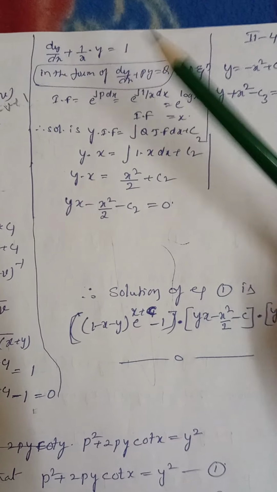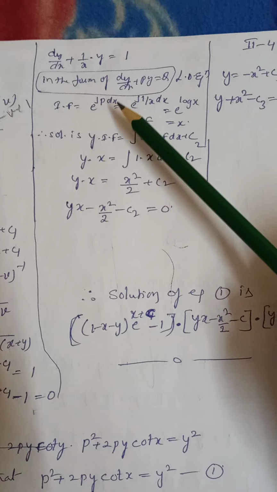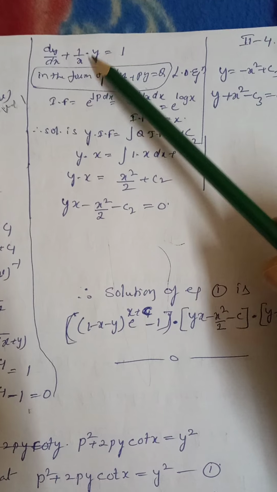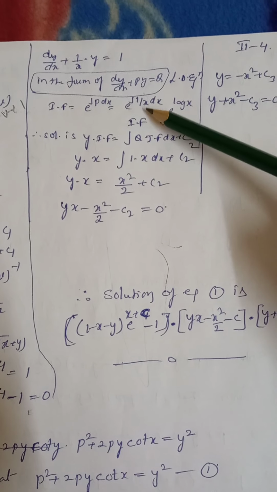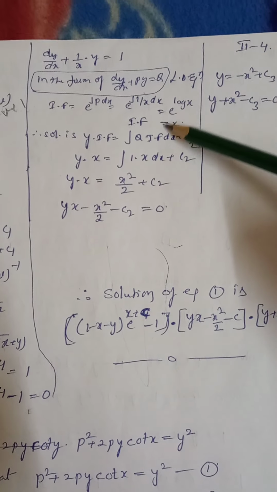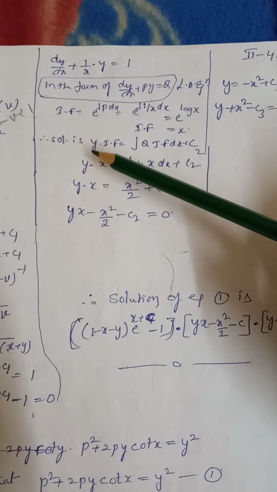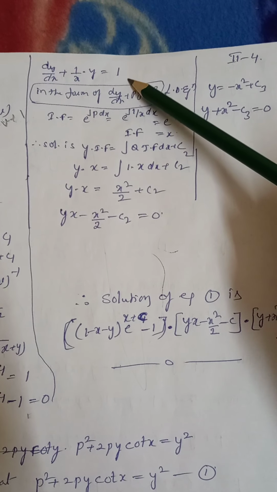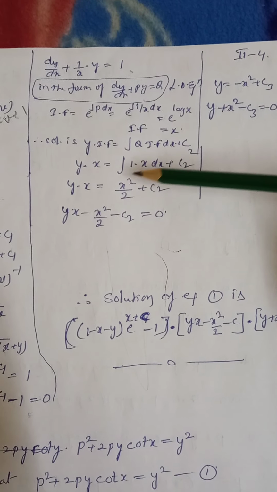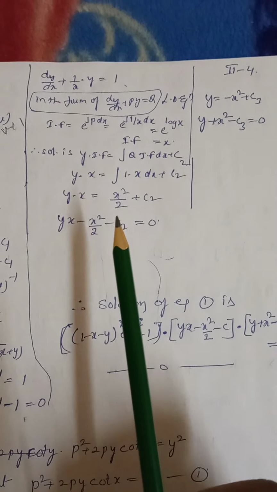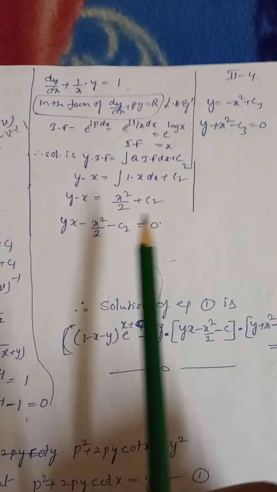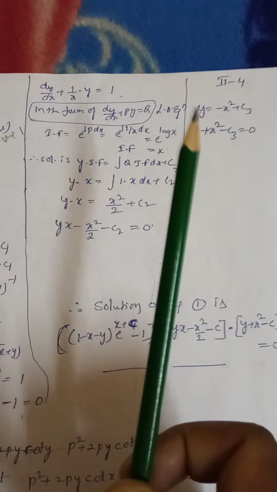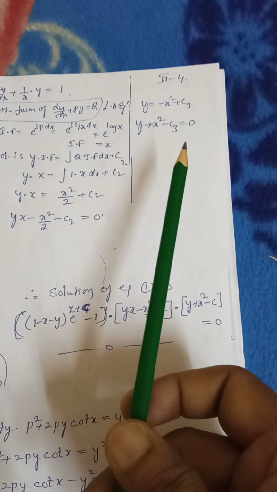Now, see. What is the integrating factor? E to the power of integral p dx. What is the p value here? P value is 1 by x. E to the power of the integration of 1 by x is log x. E to the power of log x is x only. The solution is y into integrating factor, y into x, equal to the integration of q into integrating factor. The q value is 1, that's why 1 into x dx plus c2. Here x square by 2 plus c, so yx minus x square by 2 minus c2, we are transposing all the terms to the left side. Similarly, the third factor solution we know.